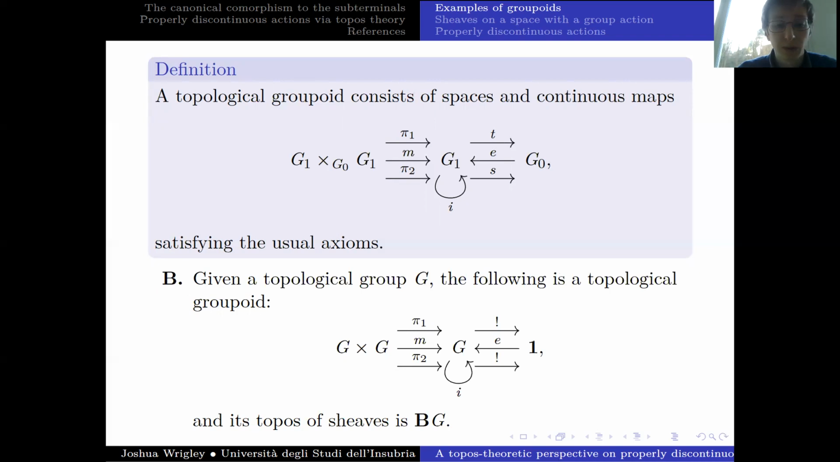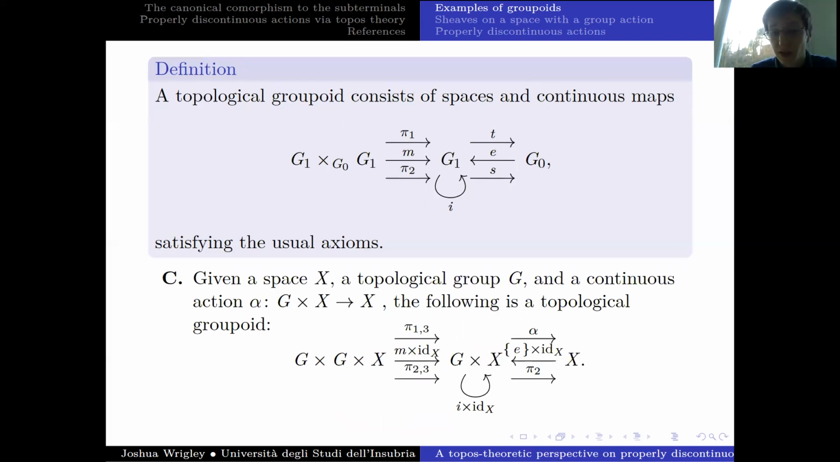Now, the example I want to talk about today is a slight amalgamation of these two previous examples, which is where we have a space and we have a topological group and we have a continuous action by that group on the space. And this also gives a topological groupoid as displayed here, where the composition of the arrows is just the multiplication of the group. And so we're going to study the sheaves on this groupoid.